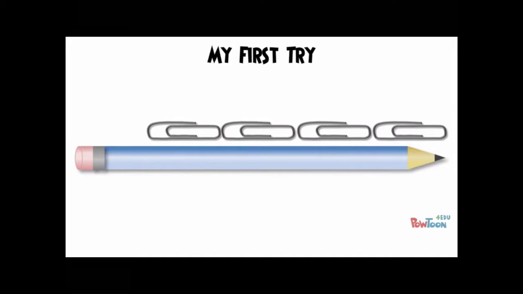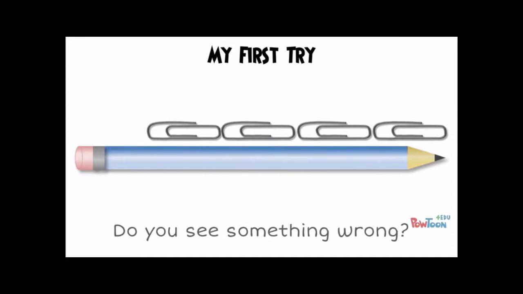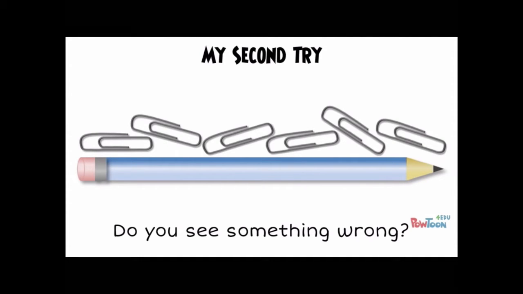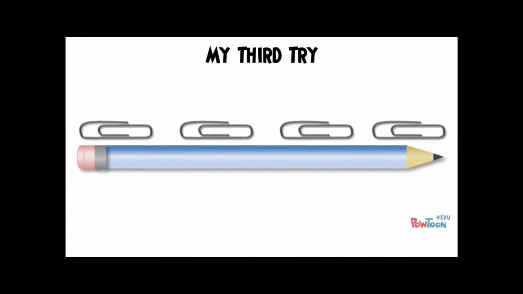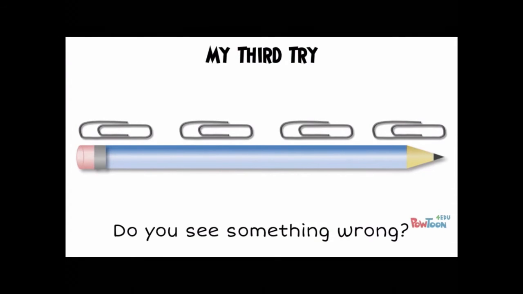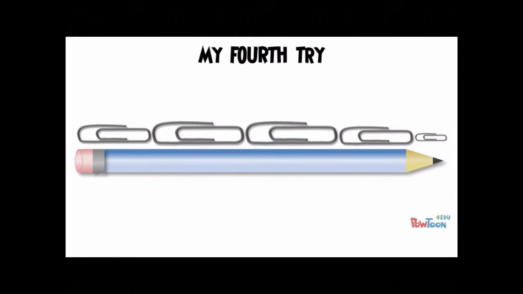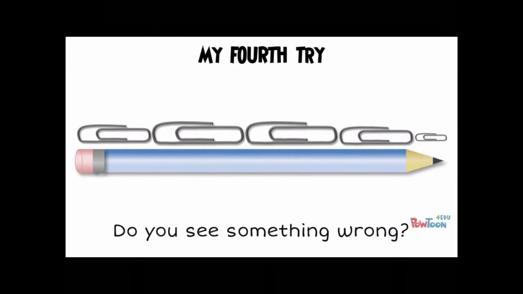On my first try, I thought my pencil was 4 paper clips long. Do you see something wrong? On my second try, I thought my pencil was 6 paper clips long. Do you see something wrong here? On my third try, I thought the pencil was 4 paper clips long again. Do you see something I'm doing wrong? On my fourth try, I thought the pencil was 5 paper clips long. Do you see something wrong?